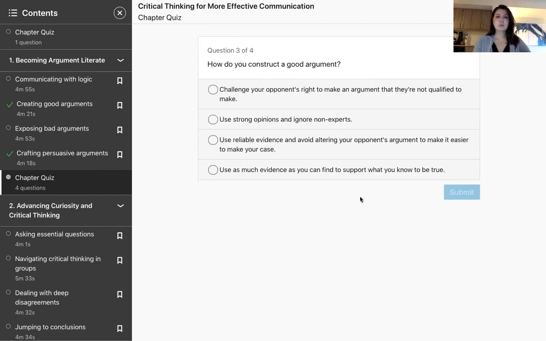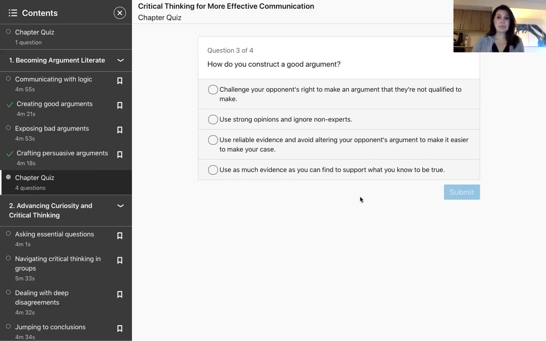How do you construct a good argument? We're going to come back to these questions later on. Read the answers. How do you construct a good argument? Number 1, challenge your opponent's right to make an argument that they're not qualified to make. Use strong opinion and ignore non-experts, which is not very strong. So I would say go with process of elimination within the answers. Eliminate the wrong answers. I wouldn't see some of those correct.